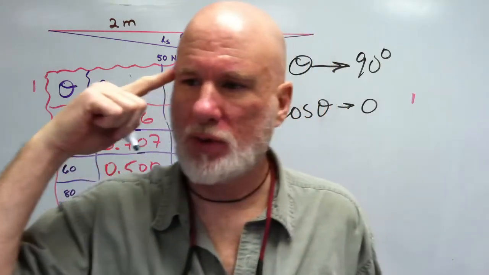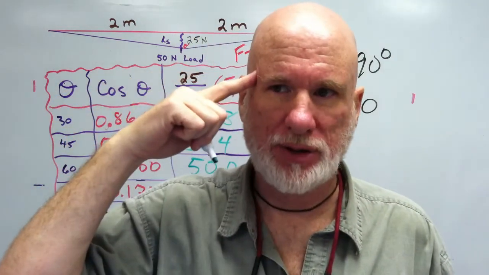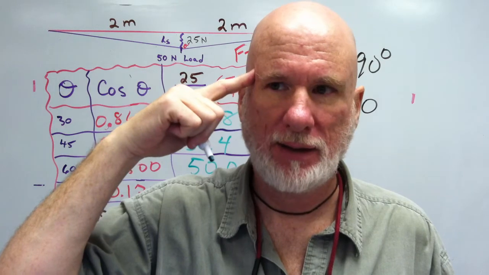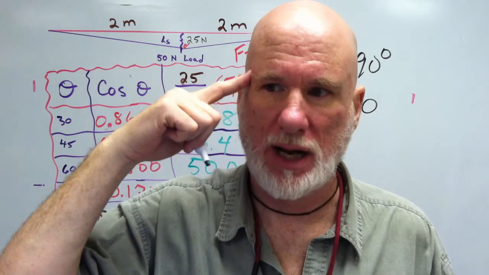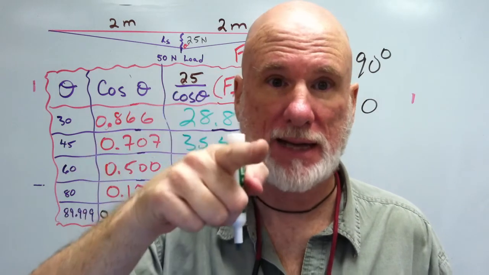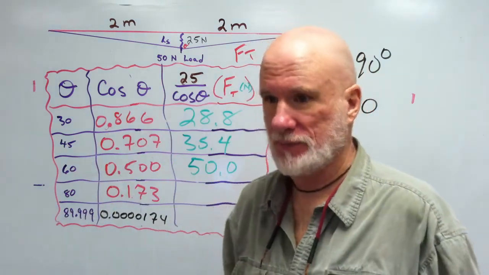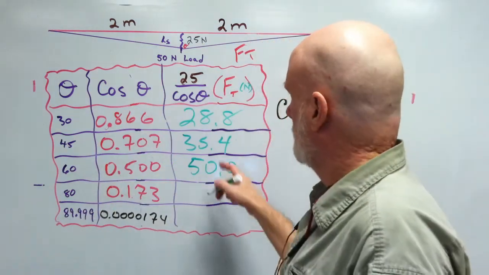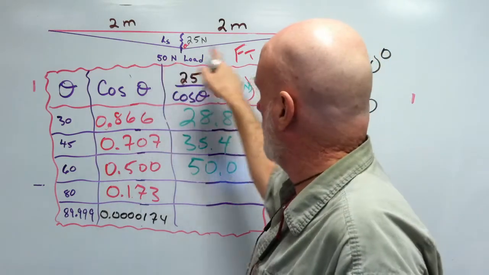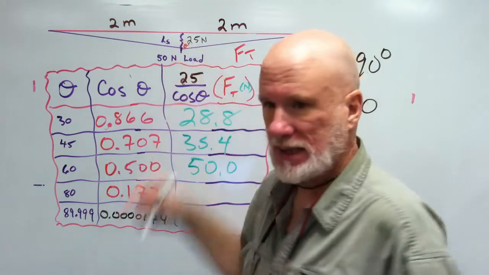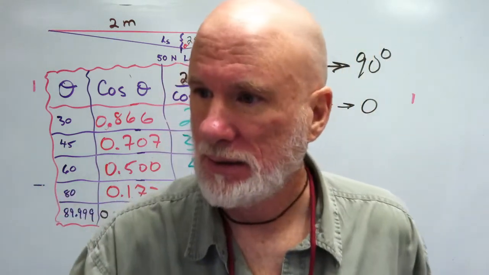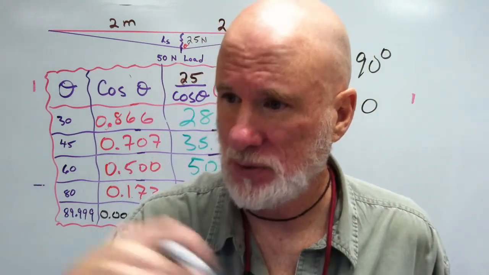This one's easy. That's going to be 50. Just a word of warning here. When the angle between LS and FT equals 60, then the tension in the line equals the load. Got it? See what I mean by that? There's the load, 50. FT here is 50. When this angle is 60, the FT equals the load.